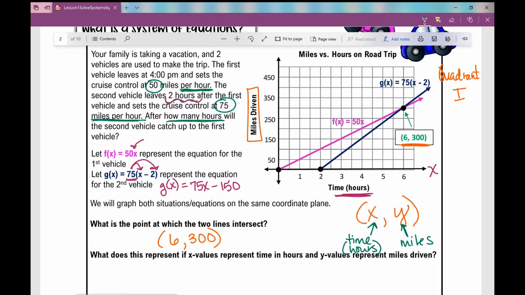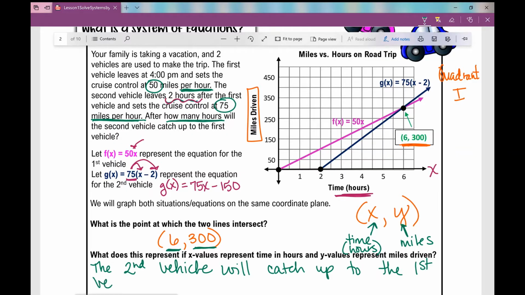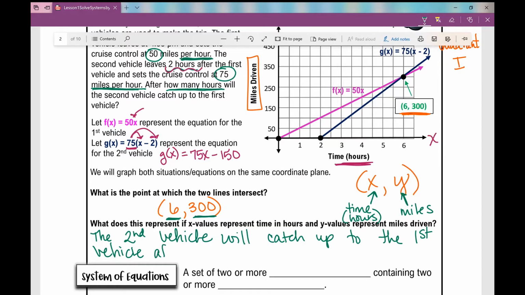So this point (6, 300), what does it represent? It represents the point at which they meet, the time at which they meet, and how many miles have been driven by both of them at that point. So the second vehicle, this is what it means: it means the second vehicle will catch up to the first vehicle after 6 hours.